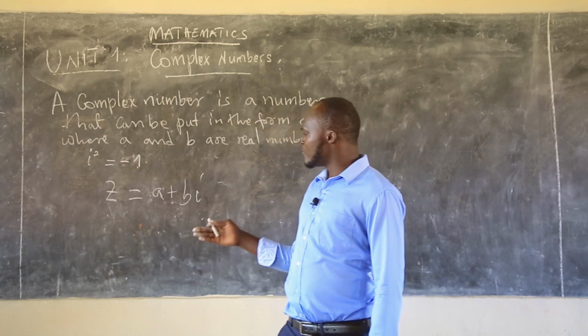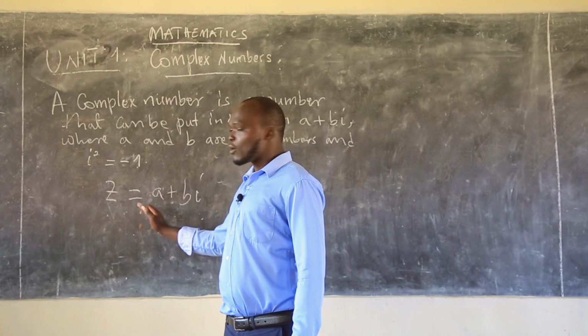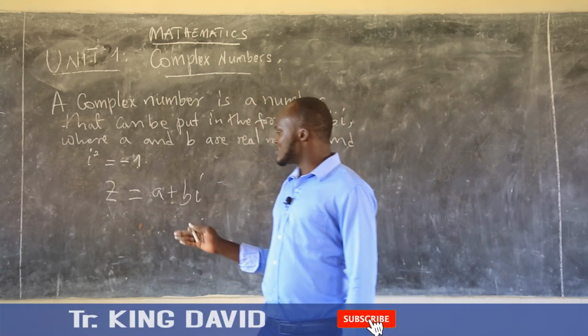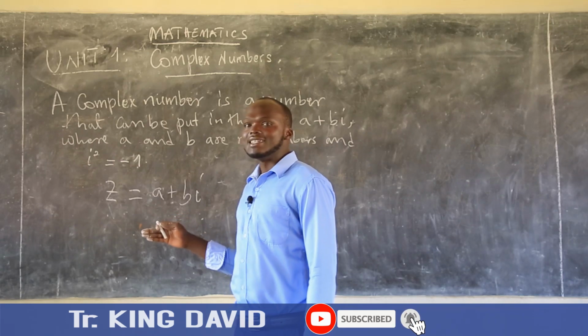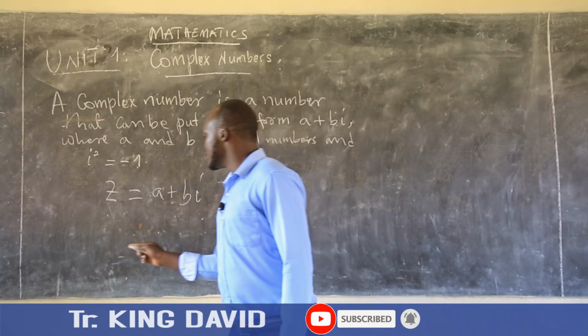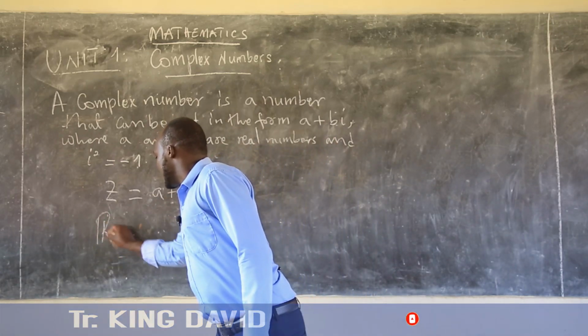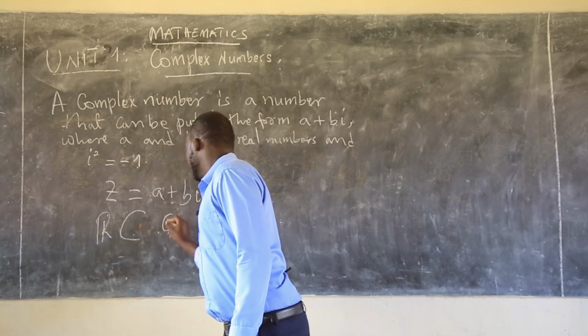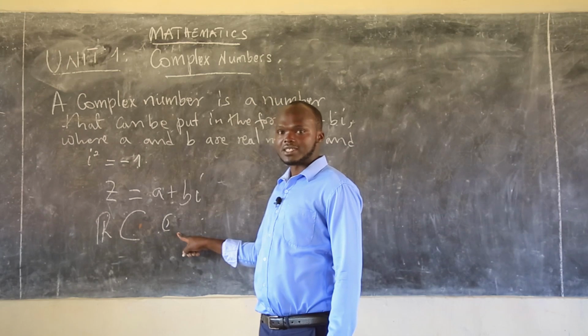But remember, before we studied a complex number, we studied a real number. So the set of real numbers is a subset of the complex numbers. So this is the notation of a complex number.